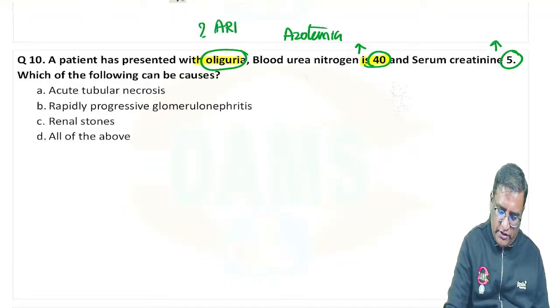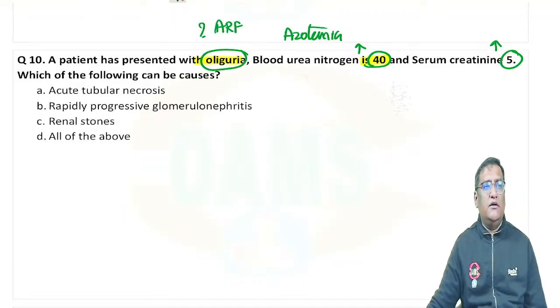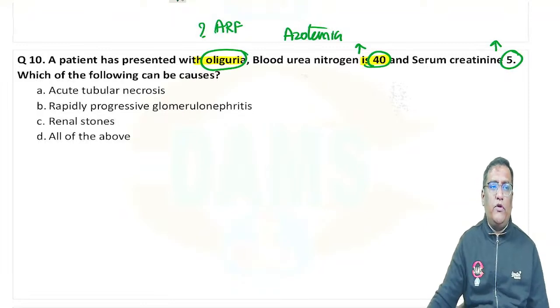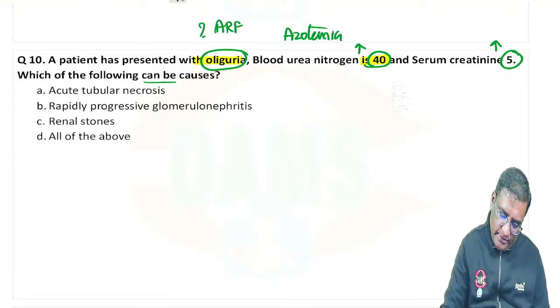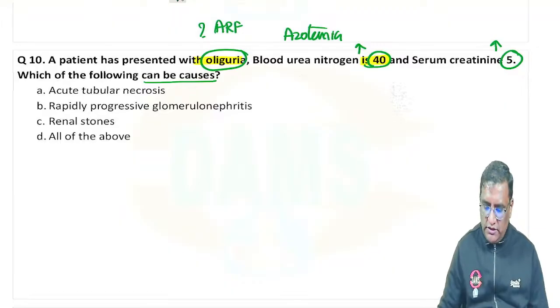And query, I would say renal failure, either ARF or CRF. Looking at this, it appears more to be what? An acute renal failure, because I don't see any chronic history given to me, isn't it? There's no chronic history given to me. So basically it is azotemia happening. Question asked is, which of the following can be the cause? So what cause can be there?